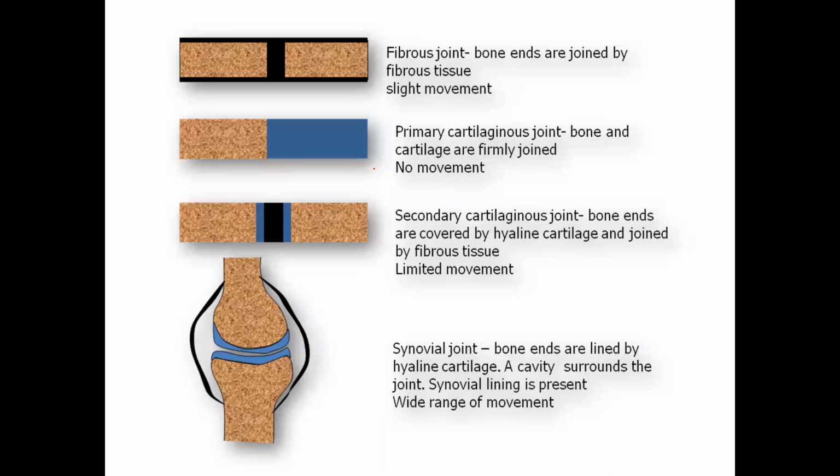So there has to be a little movement in these symphysial joints. And then, of course, you get the synovial joints where the bony ends are again lined by hyaline cartilage. Very importantly, there is a cavity surrounded by a capsule, which is lined by synovial membrane. That allows the widest range of motion, and that is the joint which is designed for movement.